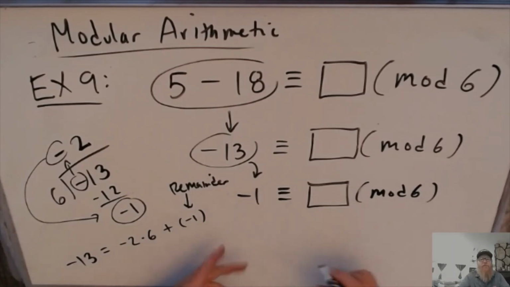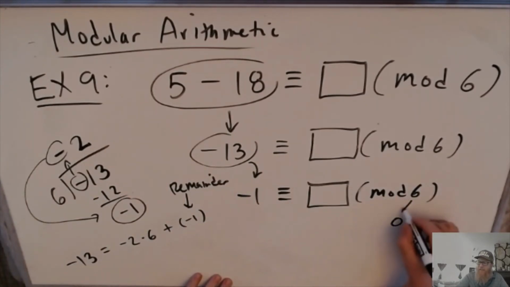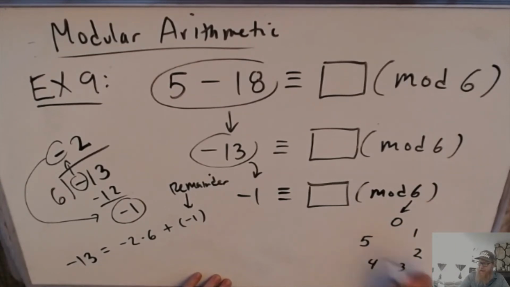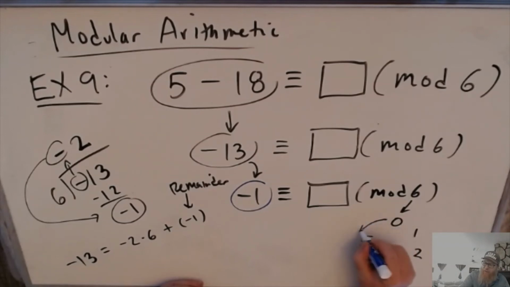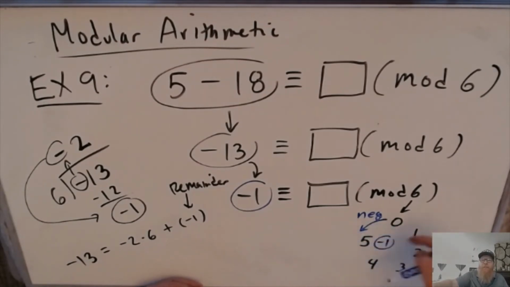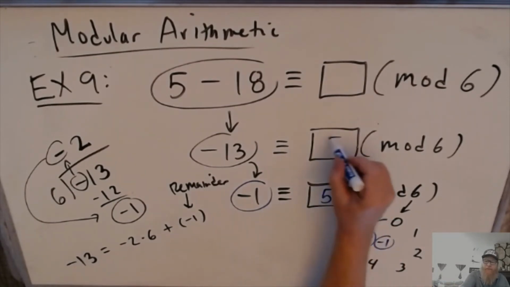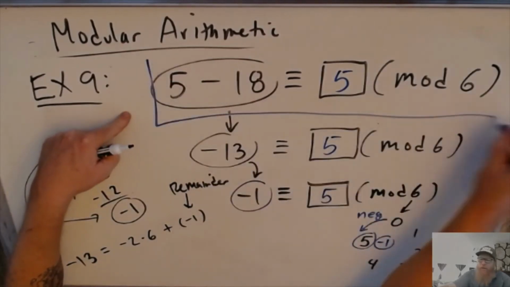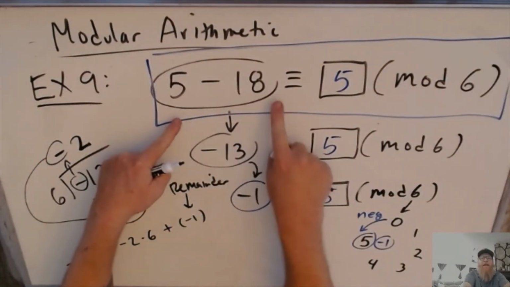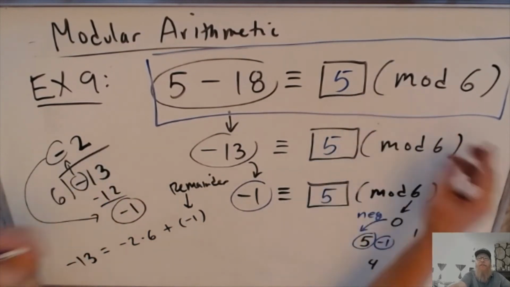So you could draw the little circle if you want. Remember, 6 acts like 0. 1, 2, 3, 4, 5, and then you're back to 6. So negative 1 means go counterclockwise. Negative 1 is 1 space away from 0, so that will be 5. So just go back to the original problem here. 5 minus 18 is 5 mod 6.